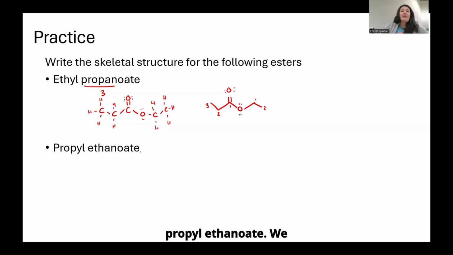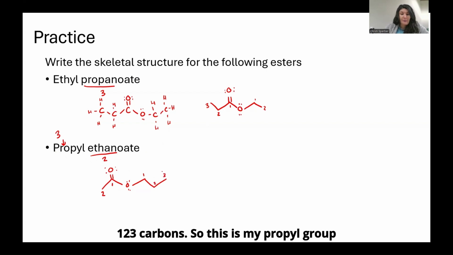For propyl ethanoate, we have my carbonyl carbon, which is 1, 2. Ethane is 2. Prop is 3. And then I have my oxygen. My OR group is propyl. So then I have 1, 2, 3 carbons. So this is my propyl group and my ethanoate group.